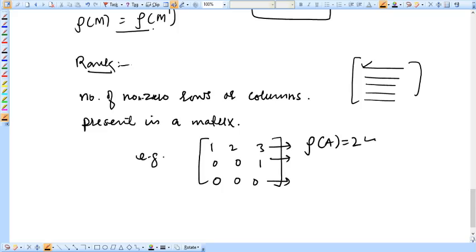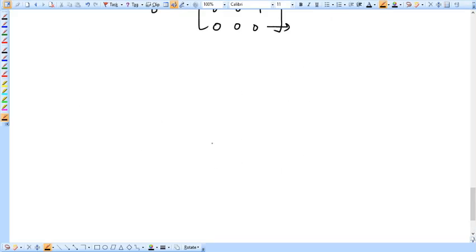Later I'm going to tell you what an echelon matrix is. So now let us illustrate with some examples. We will be given a matrix and we are going to find the rank of that matrix by reducing it to an equivalent matrix. Okay, so let us try.